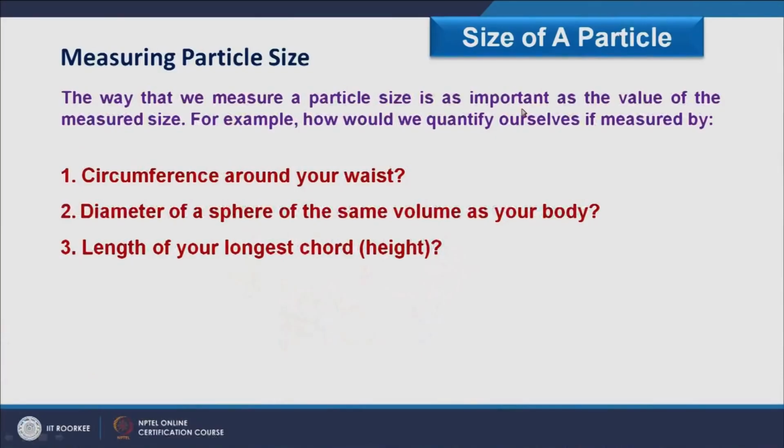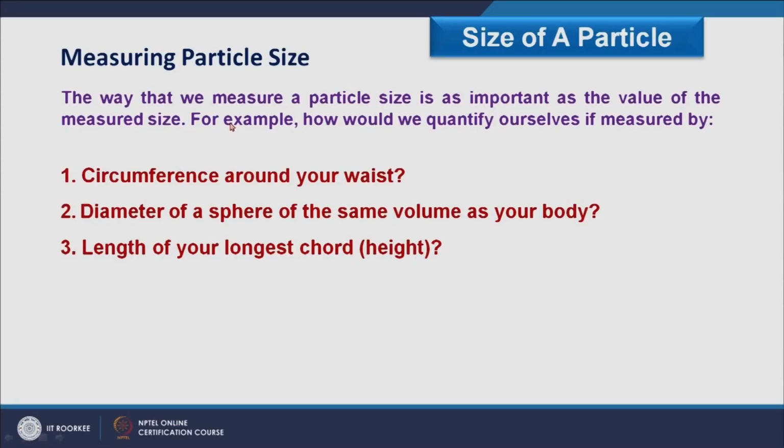Now I am starting with how to measure the particle size. It is a fact that the way we measure a particle size is as important as the value of the measured size. It means the size which we have measured is important, and along with that it is also important on which basis it is measured, like what property we have selected to equate this to the sphere, and then we have measured the diameter of the sphere in terms of the irregular particle.